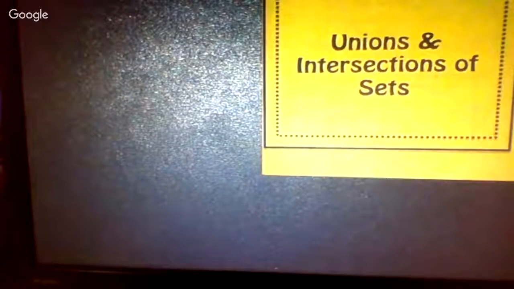The last two things we need to talk about are at the bottom, and then we're going to do some examples. Unions and intersections of sets. You said U stands for universal. Now I see unions. It's a family reunion.